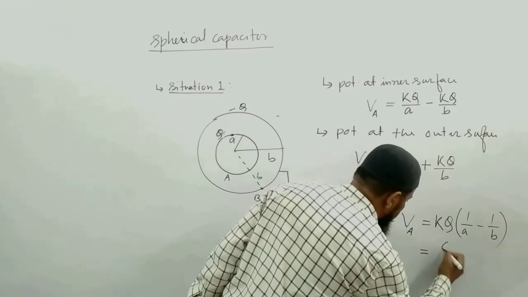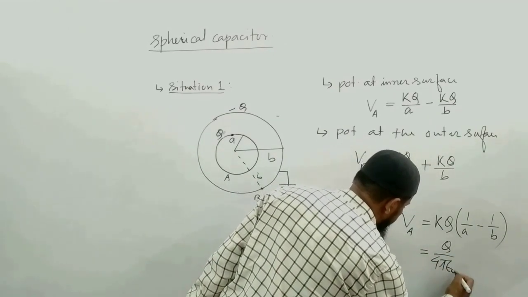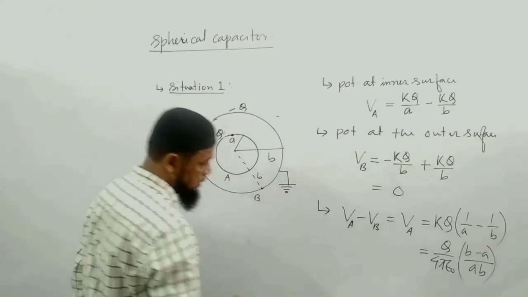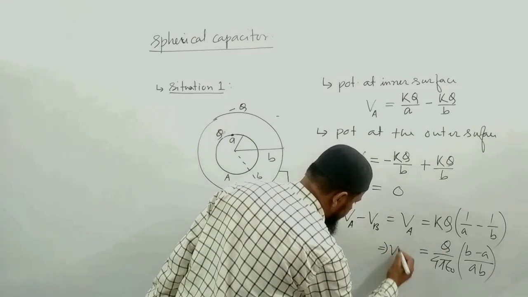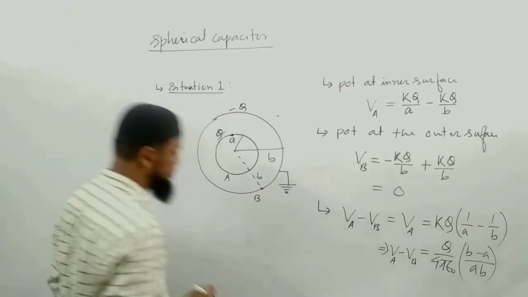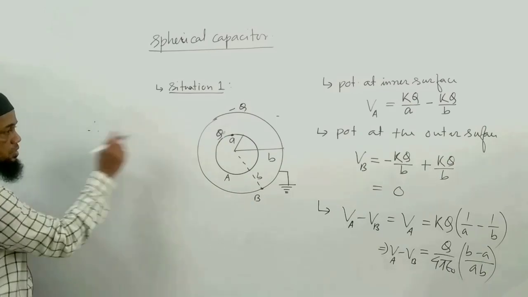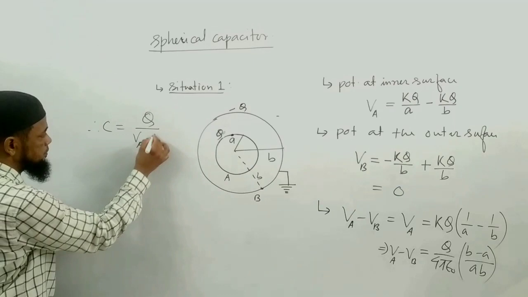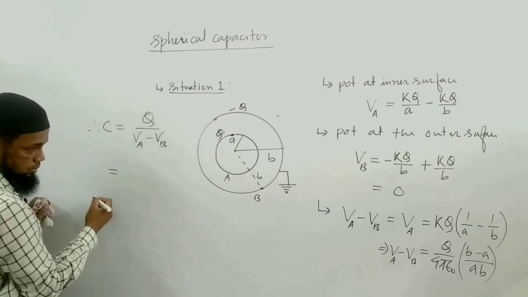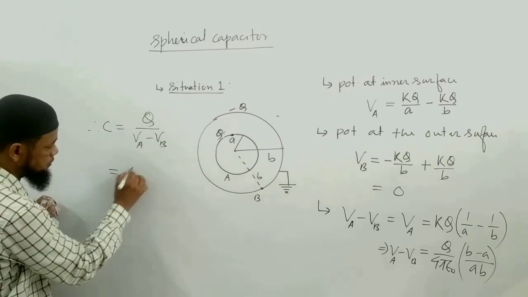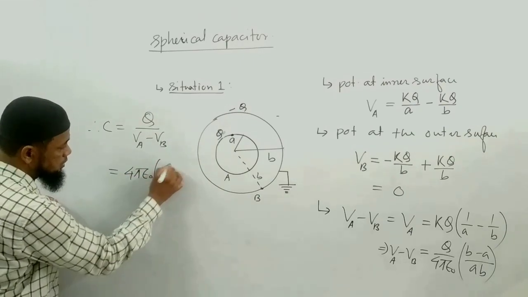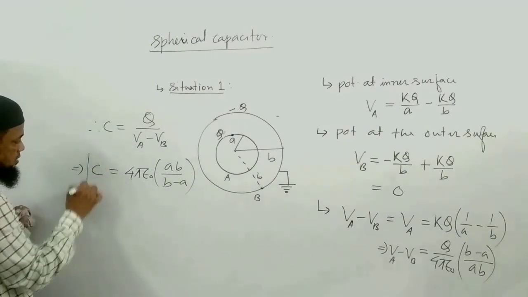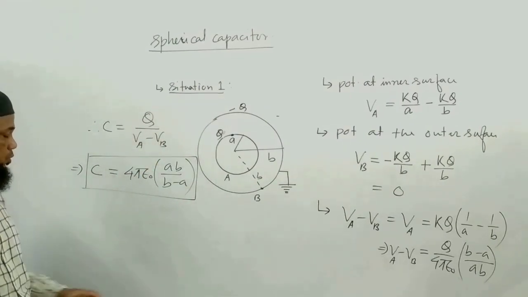We can write this as Q divided by 4 pi epsilon naught, and if I take the LCM AB, it is B minus A. This is the potential difference VA minus VB. Therefore, the capacitance of this system, C, is charge divided by potential difference. This will become 4 pi epsilon naught AB divided by B minus A. This is the capacitance of this system.